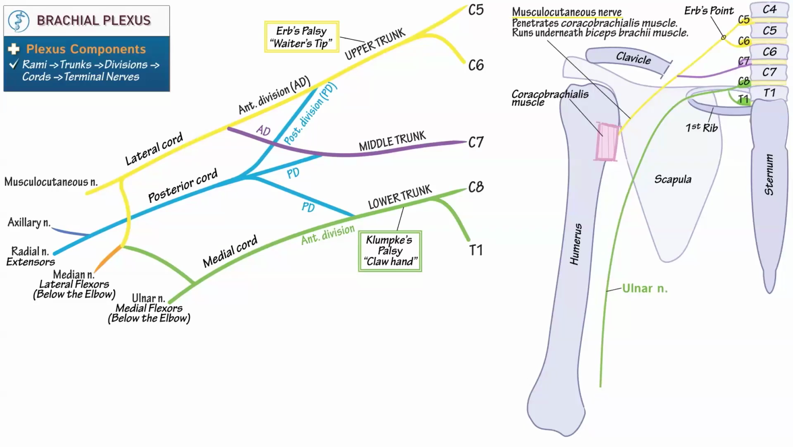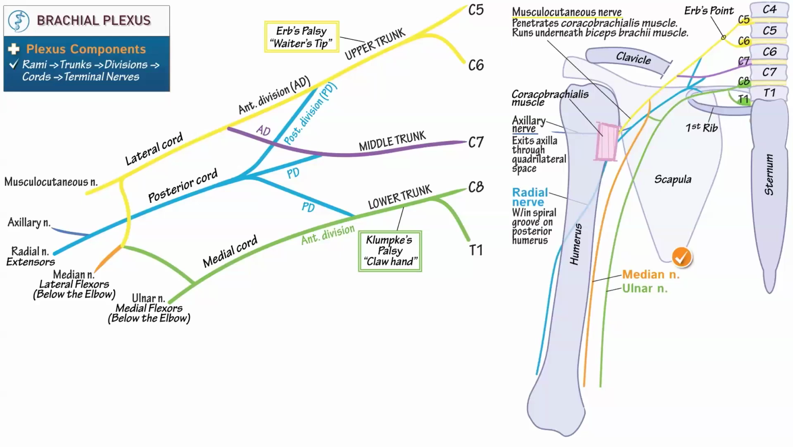Then show that the posterior cord forms from posterior divisions of all three trunks and extends laterally and posteriorly to form the radial nerve. Indicate that the radial nerve runs within the spiral groove on the posterior aspect of the humerus. It wraps back around anteriorly in the distal humerus. Then show that the axillary nerve exits the axilla posteriorly through the quadrilateral space to wrap around the humerus and innervate the deltoid. Notably, the posterior circumflex artery joins it in this space.